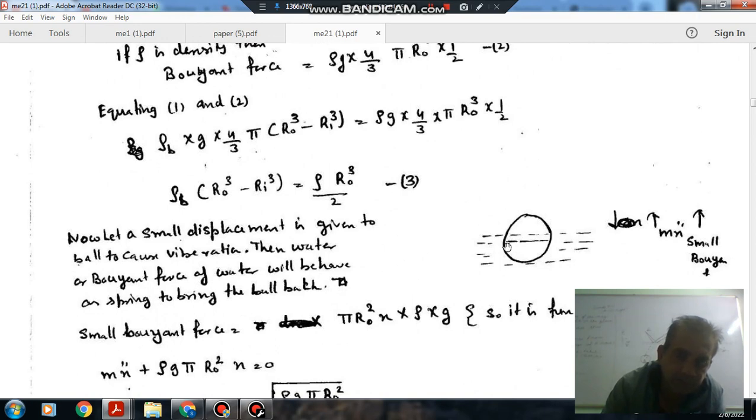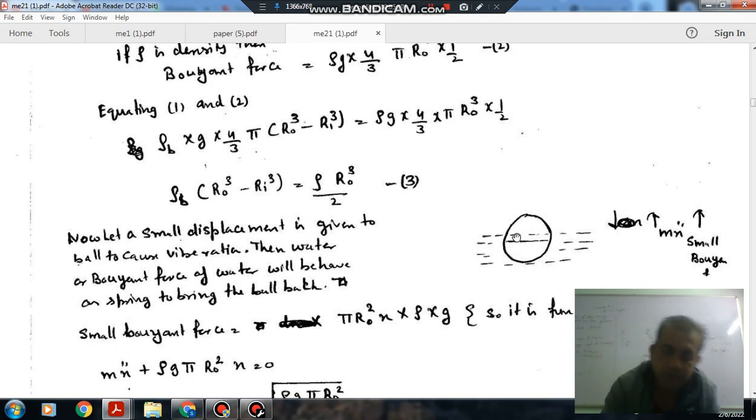This ball is supposed to be given a displacement x. To find out the frequency, let a small displacement be given to the ball in the downward direction. Its velocity will be in the downward direction and its acceleration will also be downward, so the inertia force will be in the upward direction. So this is the inertia force.